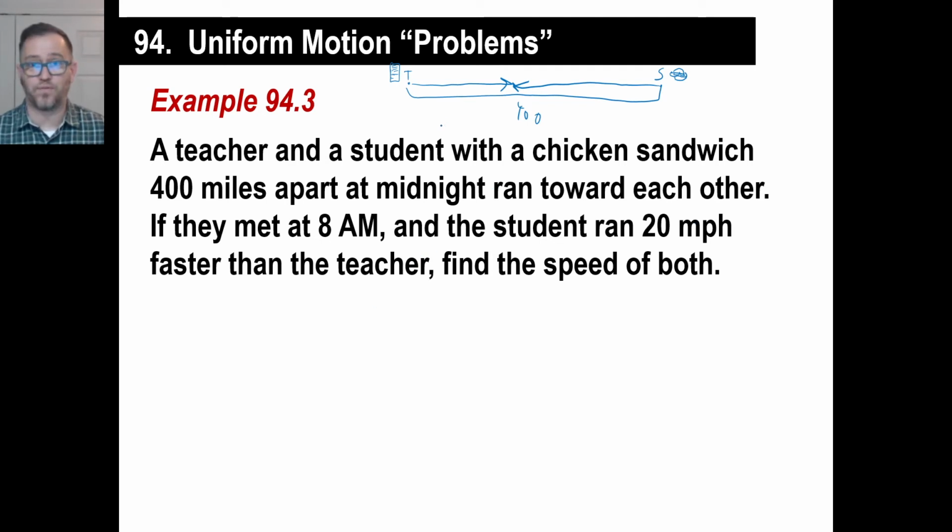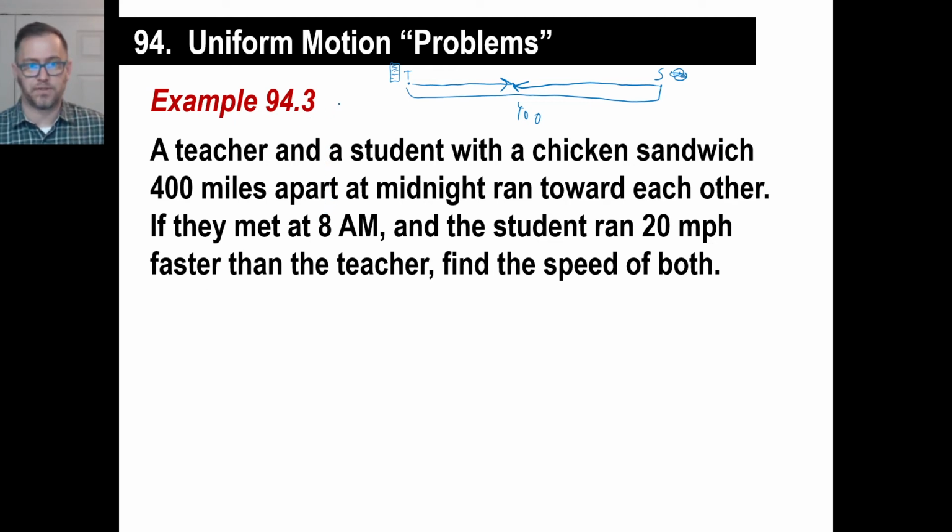So first off, if they're 400 miles apart, what's the big equation that we need to write? And we don't assume, again, that it's 200 and 200, because we don't know that. It could be 398 and 2. Who knows? One of them runs way faster. The teacher's desperate for that sandwich. Okay. Well, we know the 2 distances together equal 400, right?